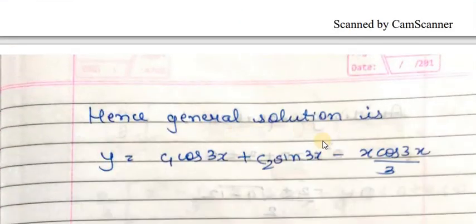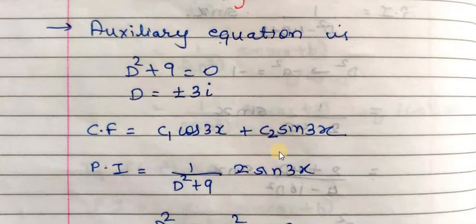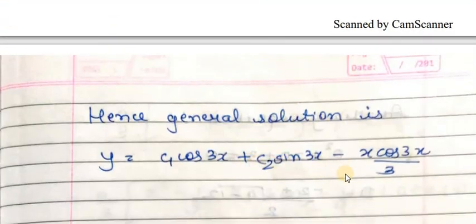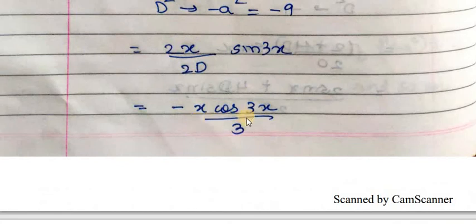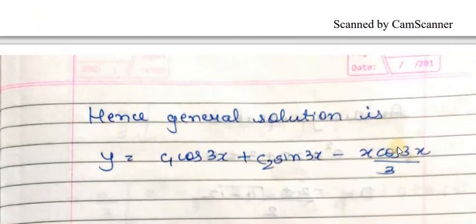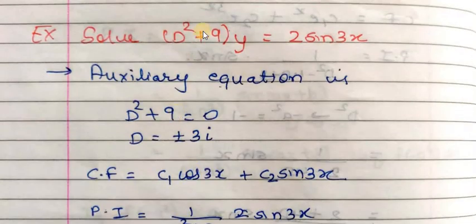Hence the general solution is y equals CF plus PI. CF is c1 cos 3x plus c2 sin 3x, and PI is minus x cos 3x by 3. So this is the required solution of the differential equation (D square plus 9) y equals 2 sin 3x.